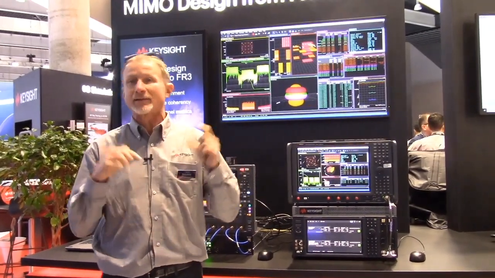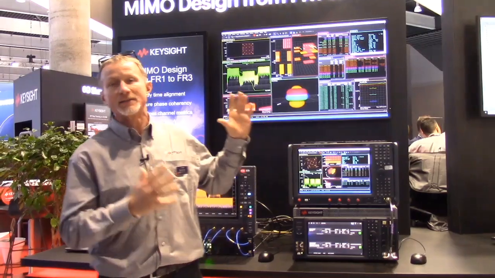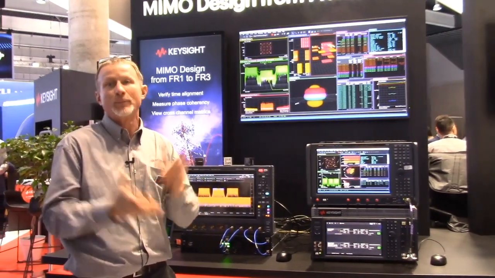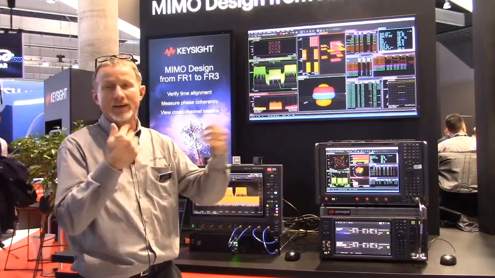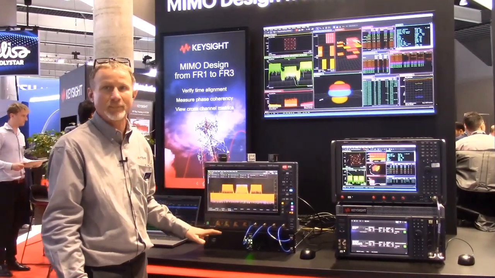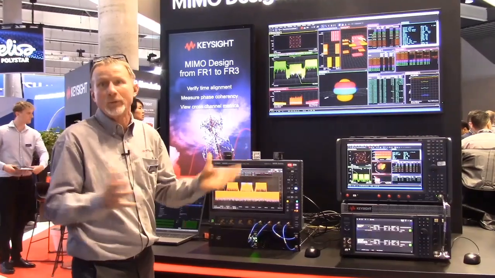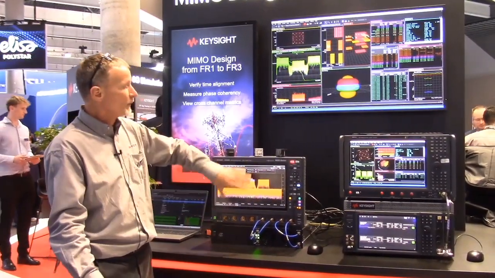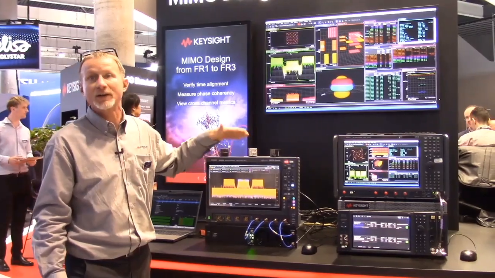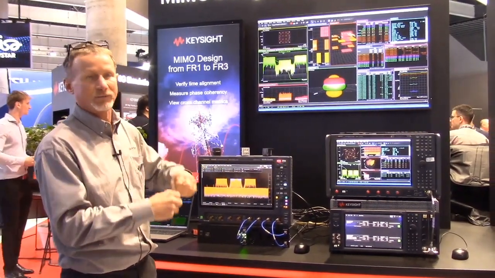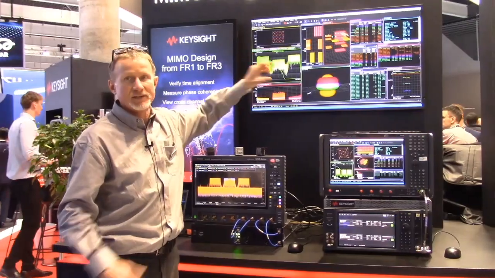As part of that connecting, what we're showing here is our MIMO demo from FR1 to FR3, which is going to be important for 5G and obviously going into 6G. We're showcasing one of Keysight's newest products from Anapico, a company we acquired. One of their products here is a 4-channel vector source. We've paired that with our MXR oscilloscope, which is used as the digitizer, where we capture, down convert, and then we do the analysis in the VSA software.